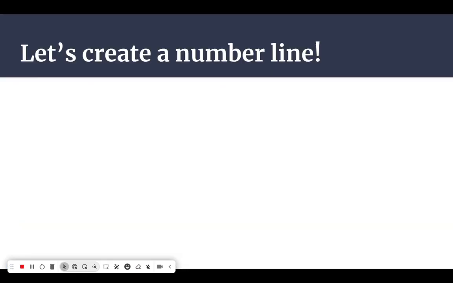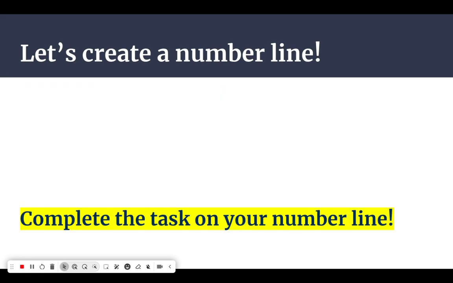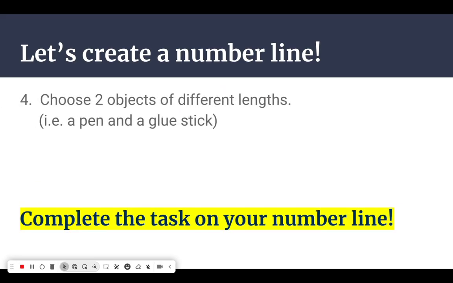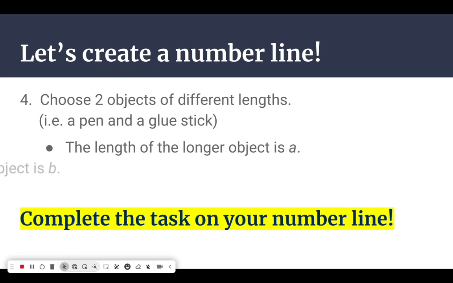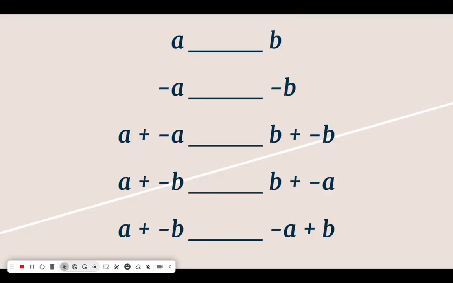All right, so let's now create a number line. What I want you to do now is choose 2 objects of different lengths. So for example, you've got a pen and you've got a glue stick, and let's make the pen longer than the glue stick, okay? So A is the pen, B is the glue stick. Go ahead and label that in your head.